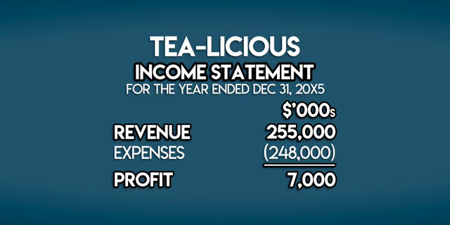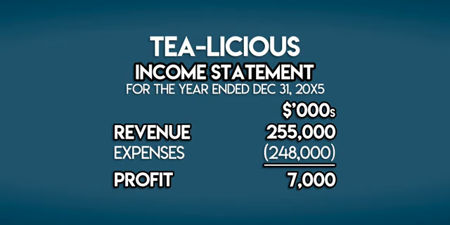Firstly, Tealicious made $255 million in revenue, which is their top line income that it earned from selling products during the year. Secondly, it incurred $248 million in expenses. This includes the direct and indirect costs of running the business. And finally, when we subtract expenses from revenue, we see that Tealicious generated $7 million in net profit on the bottom line. Profitability is key to the income statement, which is why it's also called the Statement of Profit and Loss.